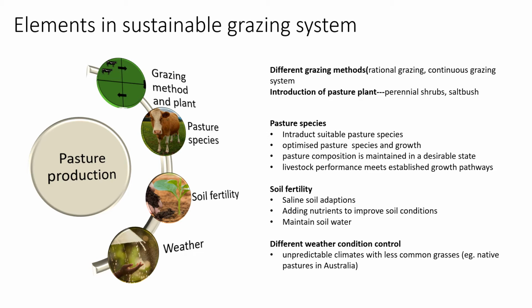For soil fertility, soil adaptations should be considered in the sustainable grazing system, adding nutrition to improve soil conditions, also maintaining soil water, and so on. Different weather conditions need control. There's an example of unpredictable climates with less common grass, for example, the native pastures in Australia.